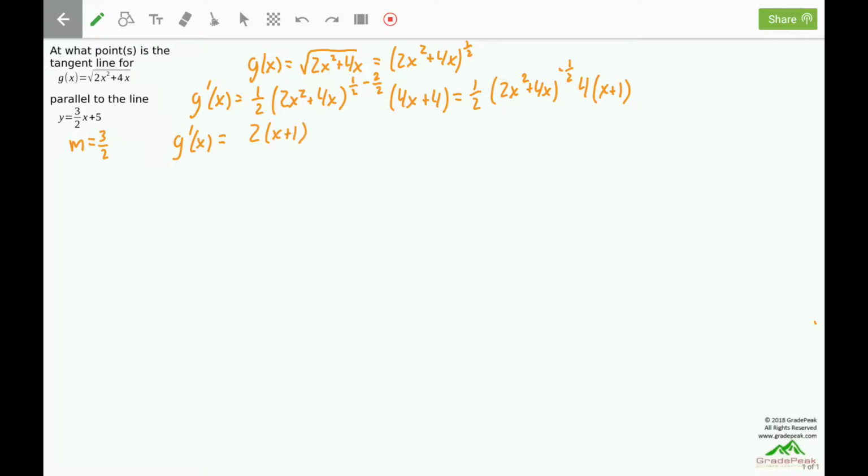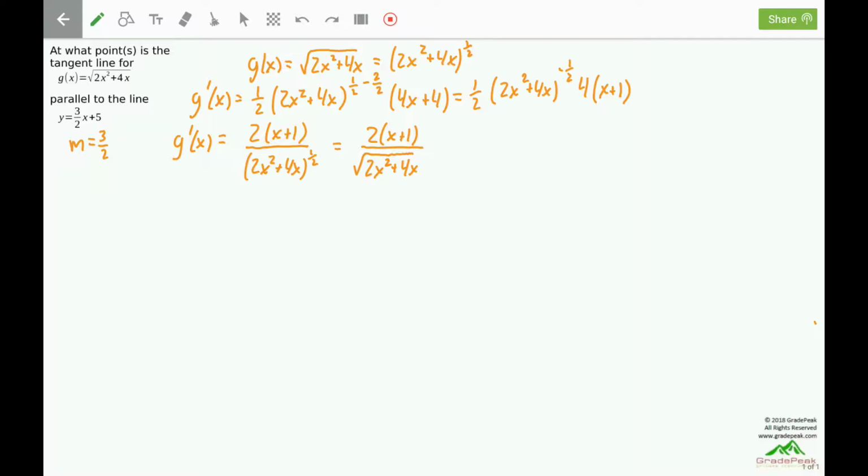And I have that quantity to a negative exponent. This here I'm going to put in the denominator as a positive exponent. So 2x squared plus 4x will now be to the positive 1/2. We can rewrite that as the square root, so it'll be the square root of 2x squared plus 4x. There is our derivative and our slope of the tangent line at any x value.